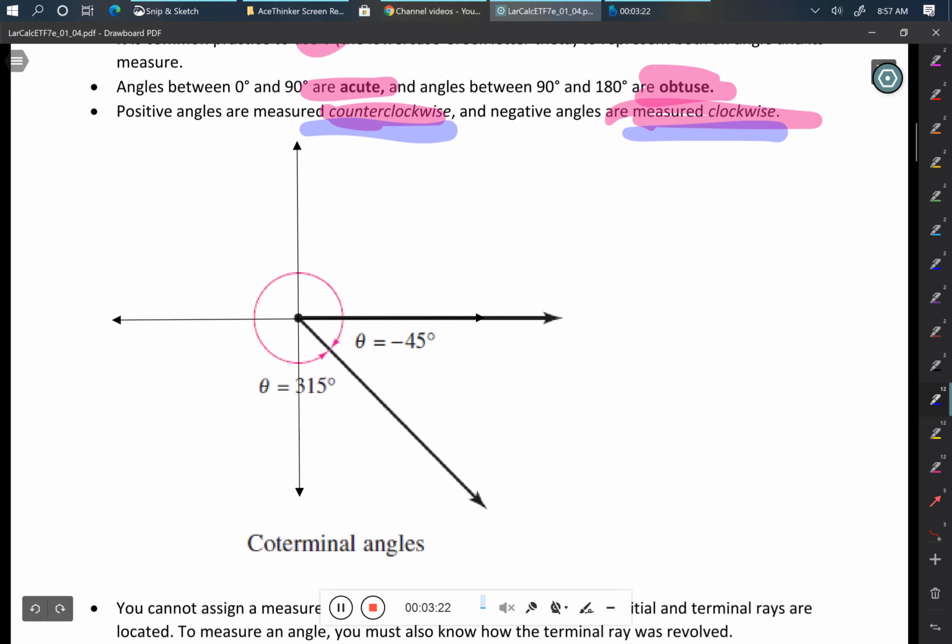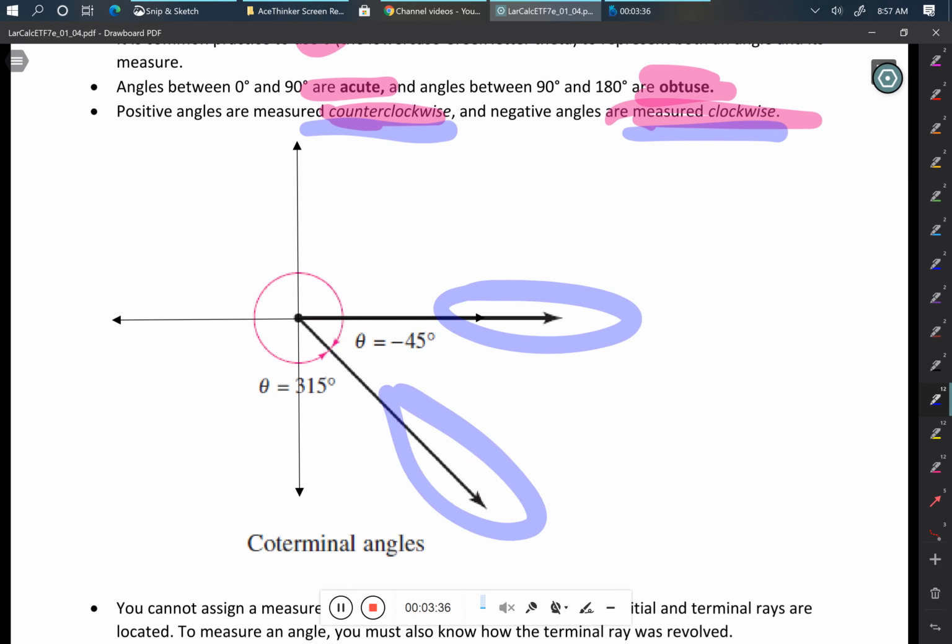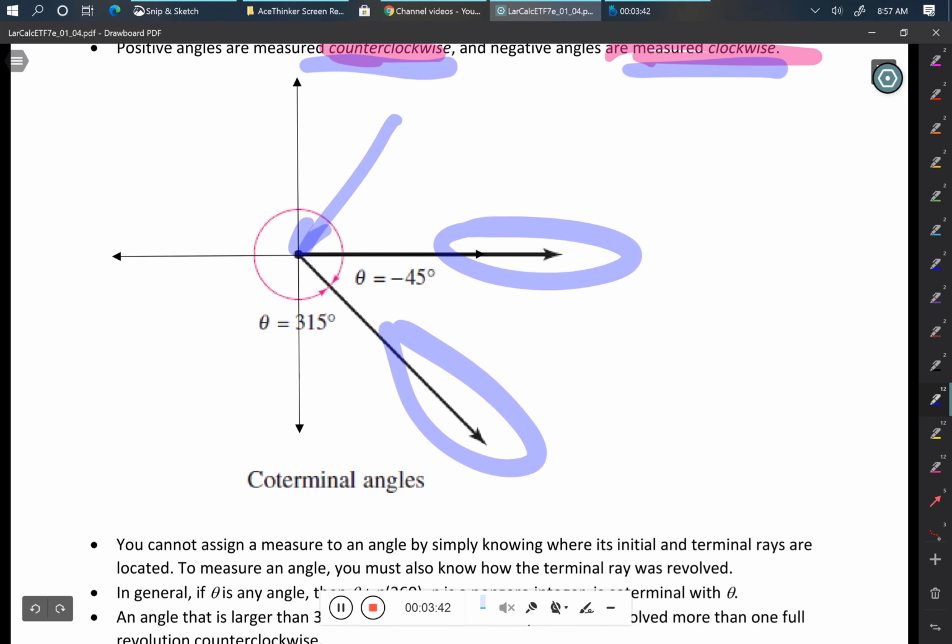All right, so here's a picture of an angle measured positively at 315 degrees and negatively at 45 degrees. So there's our initial side right there because it coincides with the positive x-axis. This would be our terminal side here because it's the other side. And of course there's our vertex sitting at the origin. Two angles that have the same initial and same terminal are said to be coterminal angles. Same initial, same terminal, coterminal.